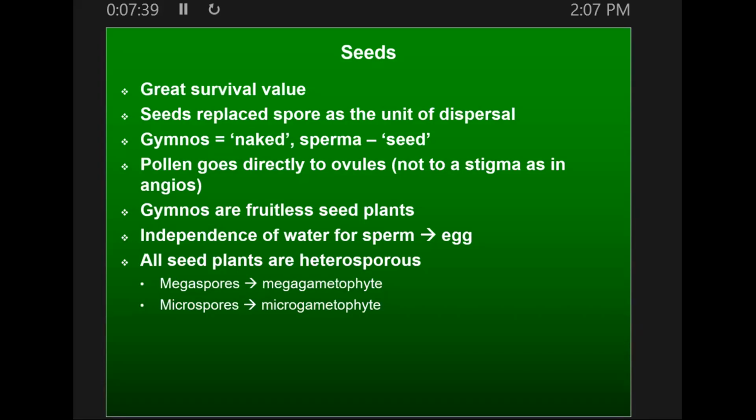Microspores, I always equate that with sperm, are way smaller. They're tiny, tiny, tiny in comparison to eggs, so they're micro. So anytime you see microspores in botany, it's something to do with males, okay? And so microspore will eventually develop into microgametophytes, and that's the male gametophyte.